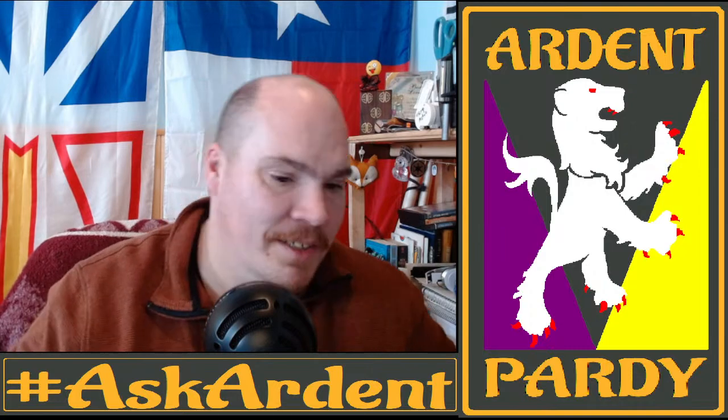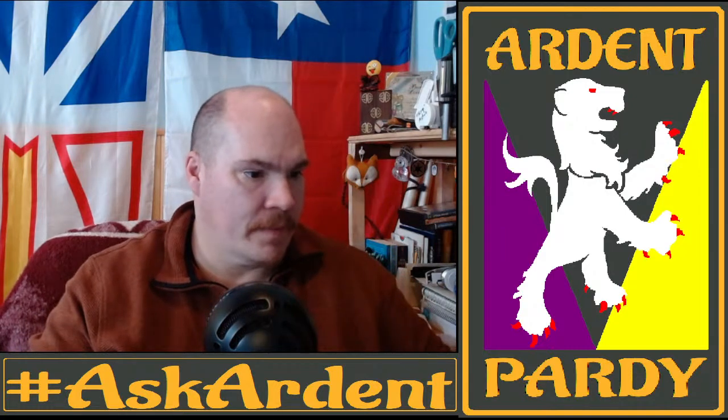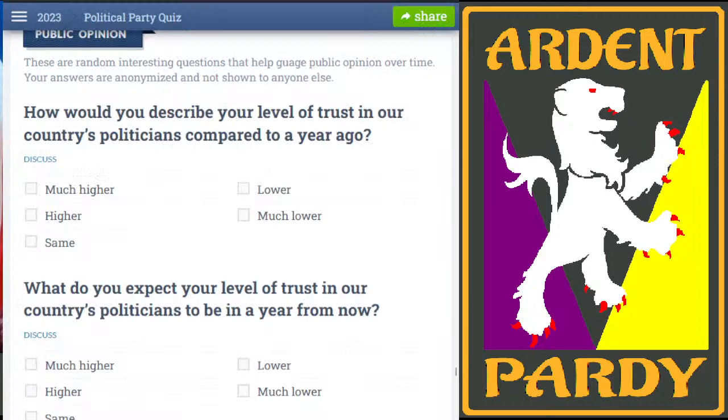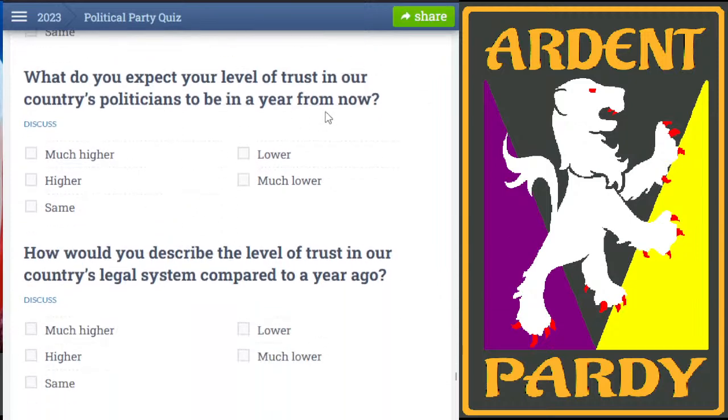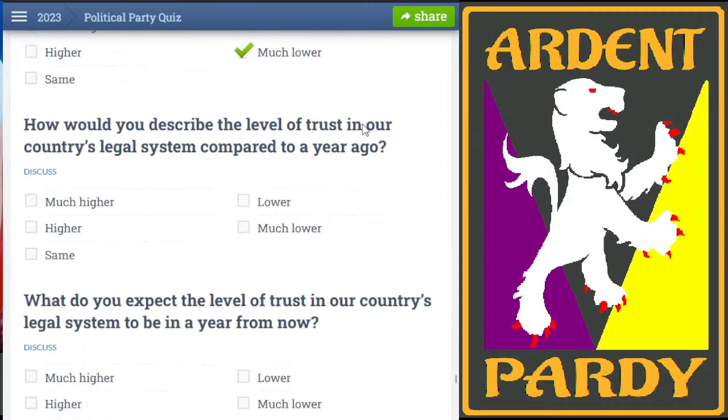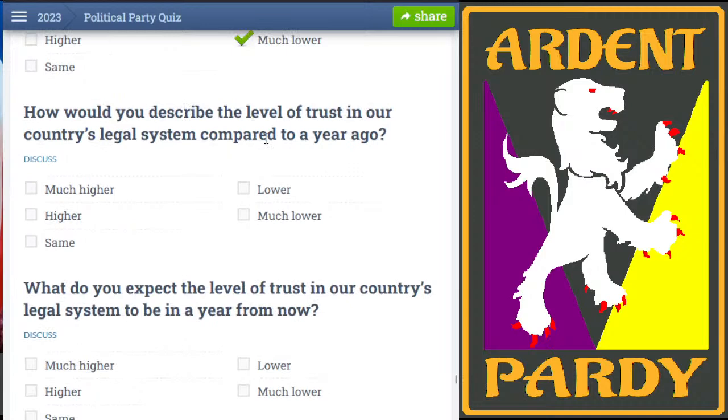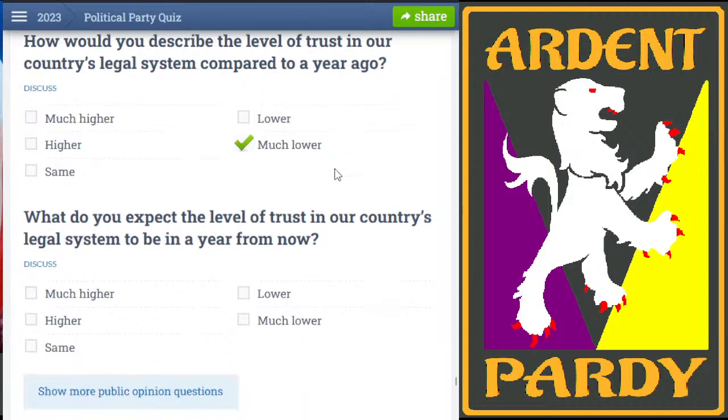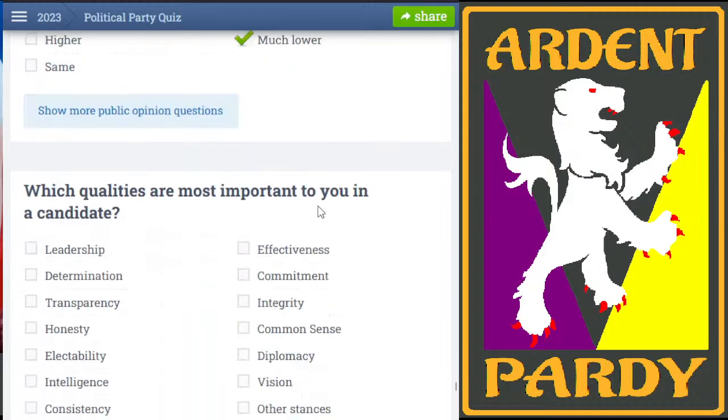Okay, what are we looking at for time? Getting there, okay. Let's get this done. How would I describe my level of trust in our country's politicians compared to a year ago? Oh god, it doesn't get much lower, but... Yeah, what do you expect your level of trust? Probably lower again. How would you describe level of trust in our country's legal system? Well, given the result of the political inquiry recently, yeah, it's just going to keep getting worse.